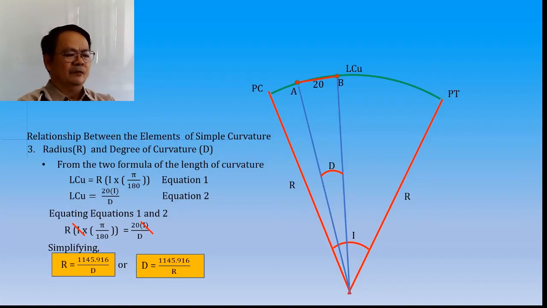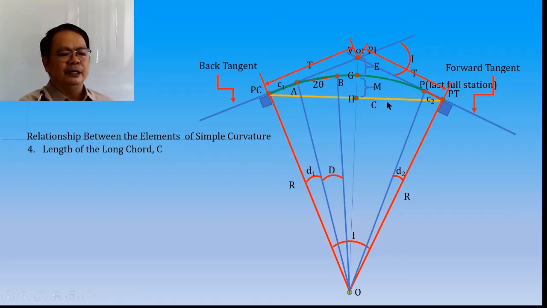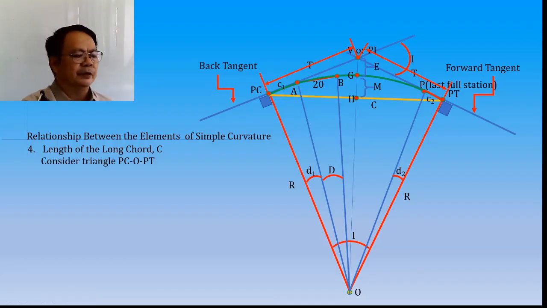Okay? So, puntahan natin yung next element. Yung length of the long chord. Asan ba yung length of the long chord? Ito, di ba? Itong kulay yellow, nakikita natin. Okay. Paano siya i-derive? Now, we consider this triangle PC, O and PT. Okay. Asan yun? PC, O, PT.